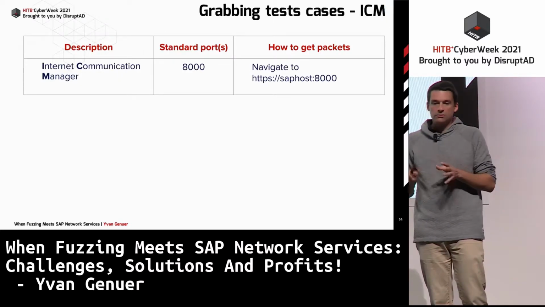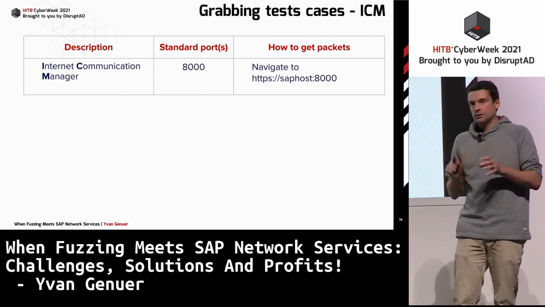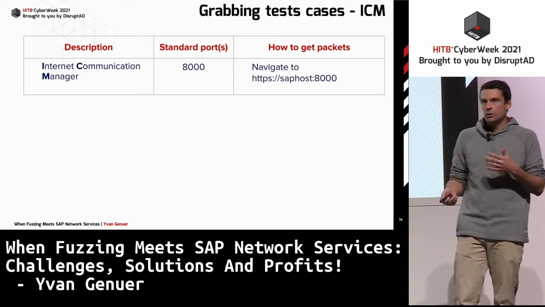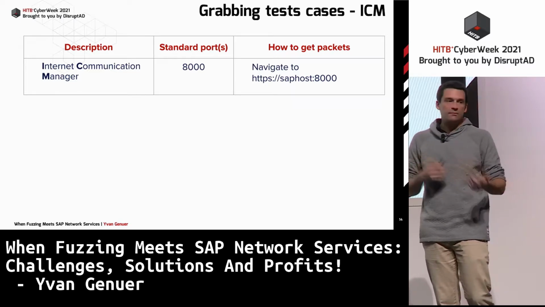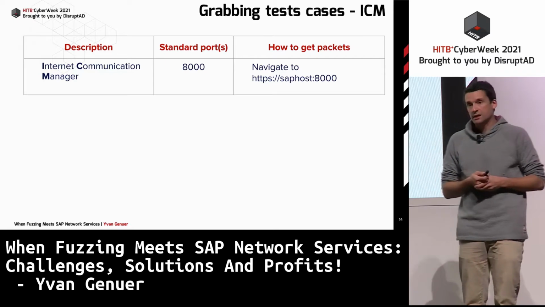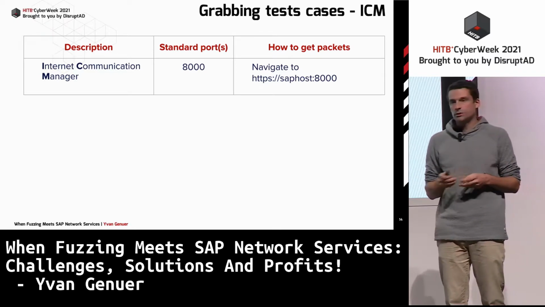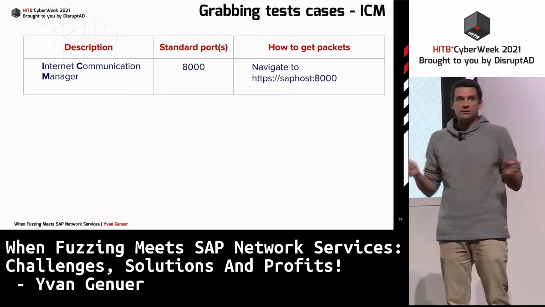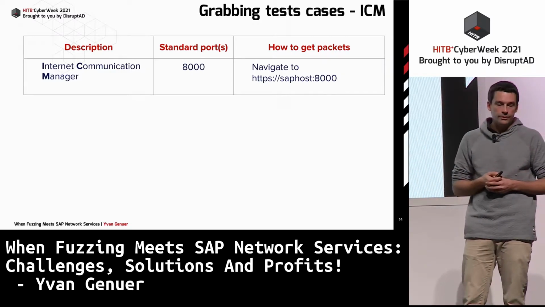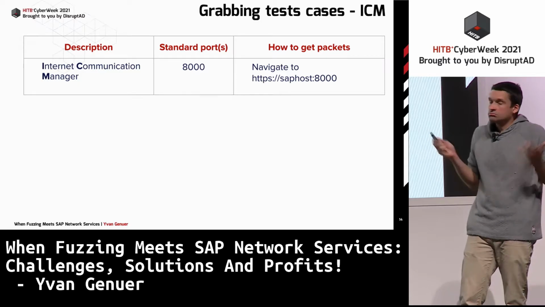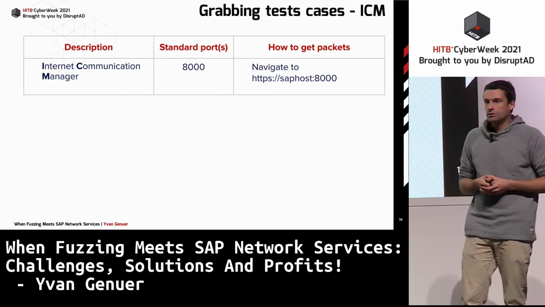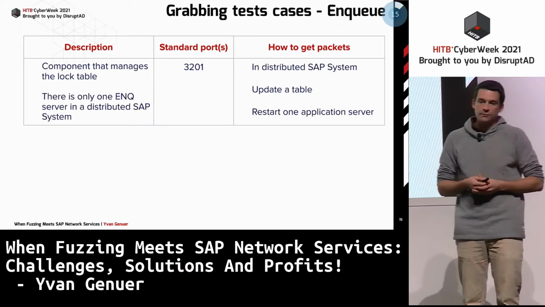So I have one slide per custom service handled by SAP, just to explain how we managed to grab network packets. The first one is called ICM. This stands for Internet Communication Manager. This is no more than the web server hosted by the SAP system. Just sniff the port, connect with a browser, and you get a lot of packets like that. This is not very complicated.